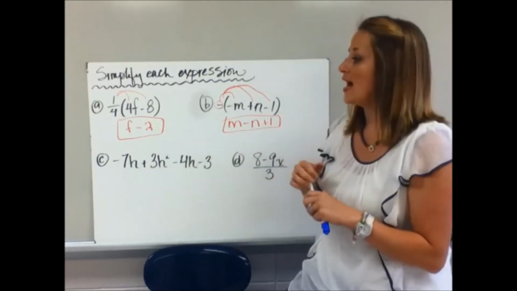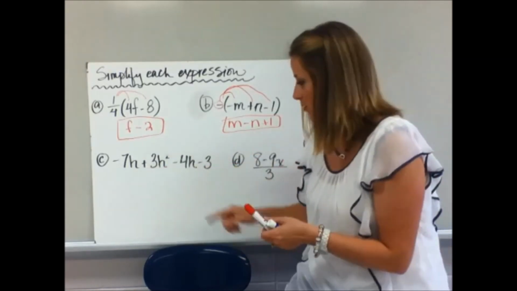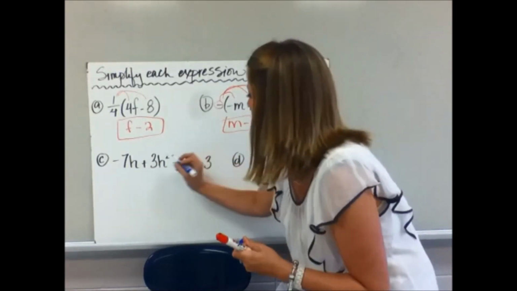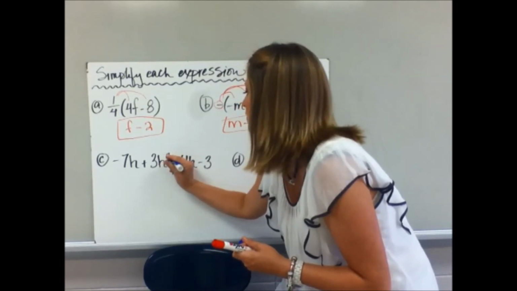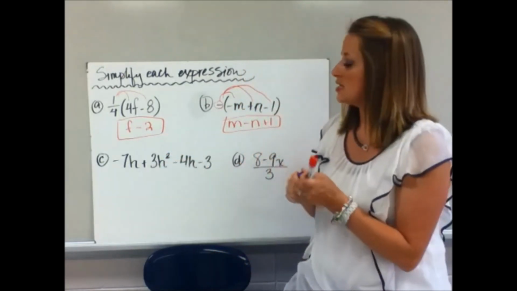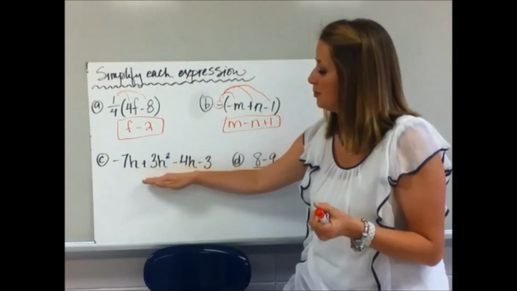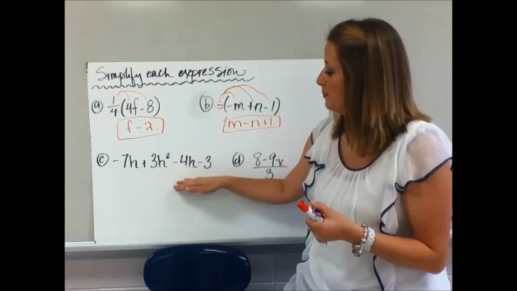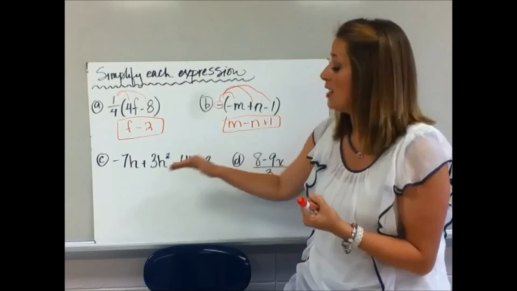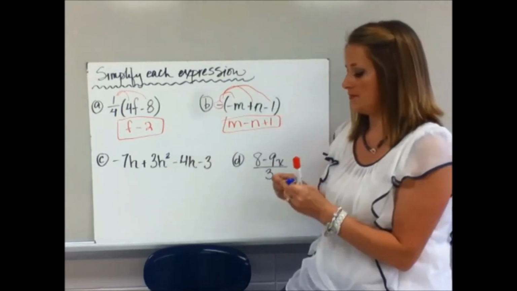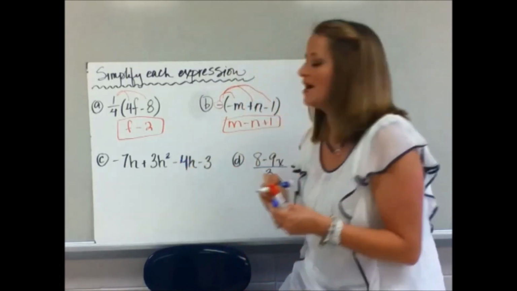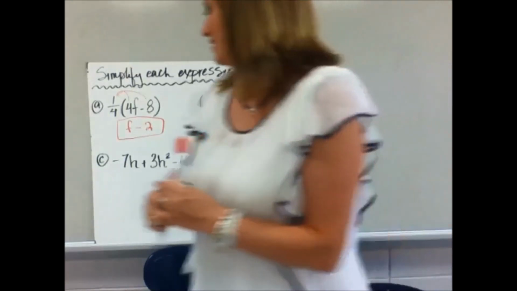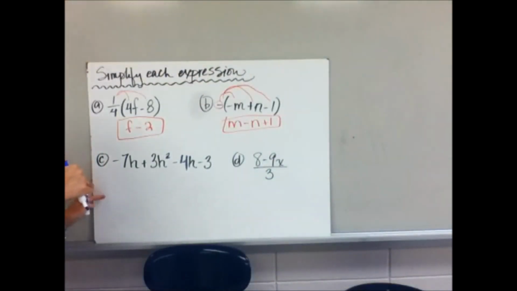Looking down at C and D, I can combine some like terms here. That should be a squared right there. That got rubbed off a little bit. Add that square for you. Okay. So C's expression is negative 7h plus 3h squared minus 4h minus 3. That 4 also got rubbed off a little bit. That might be worse.